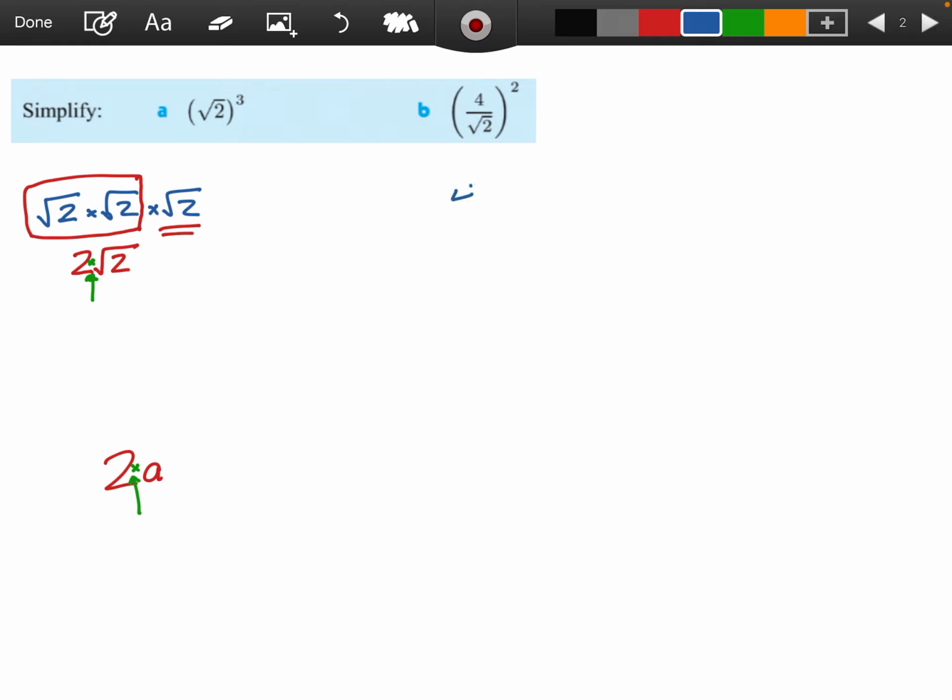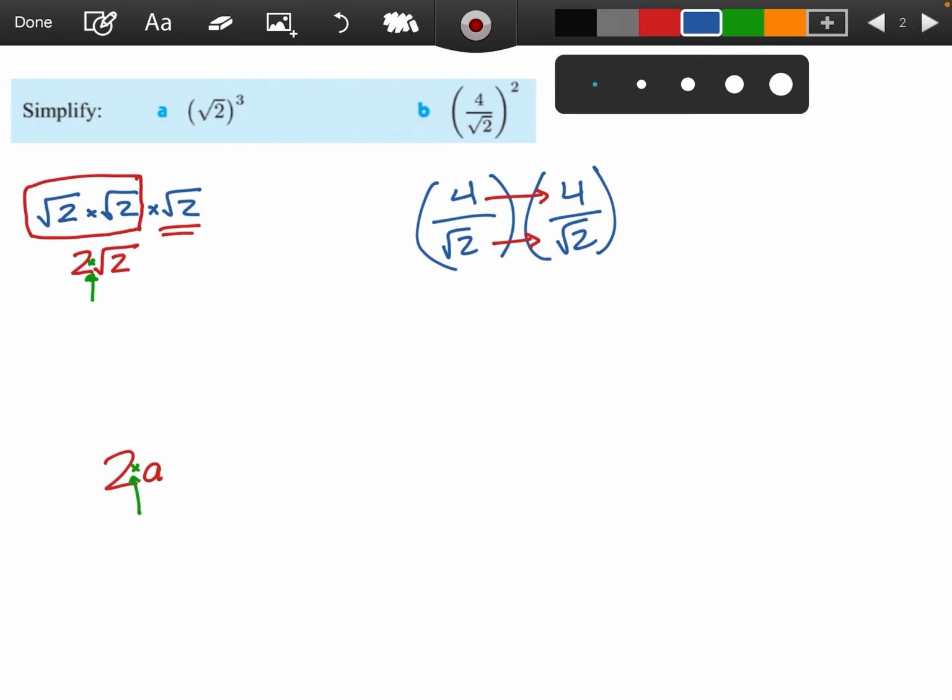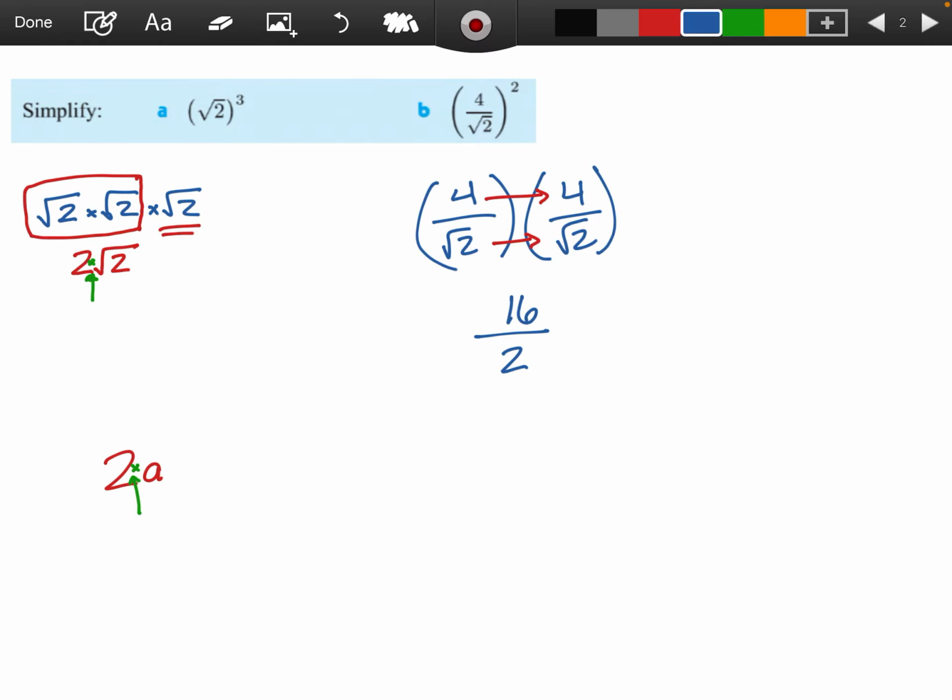So we have 4 over root 2 times 4 over root 2. We multiply fractions by going straight across the top and straight across the bottom. Straight across the top is 4 times 4, which gives me 16. Straight across the bottom is root 2 times itself, which gives me the number that was underneath the square root sign. And then we look to simplify that. We know that the fraction bar indicates a division, so 16 divided by 2 gives us a final answer on this one of 8. And then we had 2 root 2 on the first one.